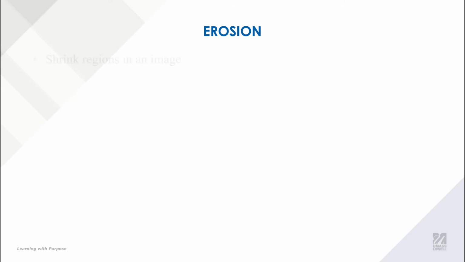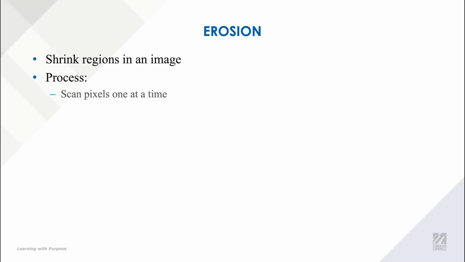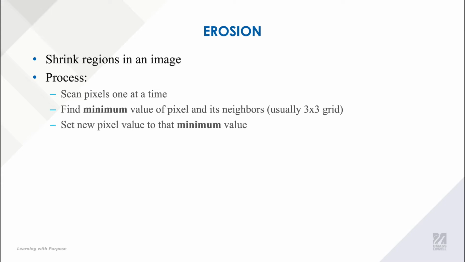So let's start with erosion. Erosion shrinks regions in an image. The process here is pretty simple. You scan all the pixels in the image one at a time. For each of those pixels, you look at all their neighbors. Usually we do this in a 3x3 grid. You may sometimes want to do a 5x5 grid, which would be neighbors 2 spaces away. But for the purpose of this example, we're going to stick with a 3x3 grid, and you find the minimum value of the pixel and its neighbors. And then you set that pixel to that new minimum value.